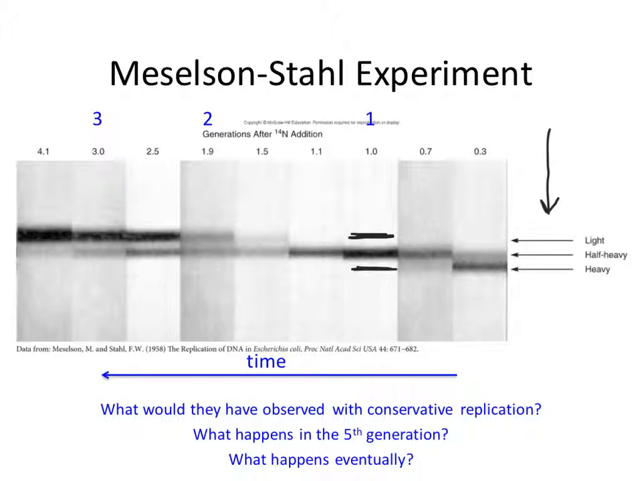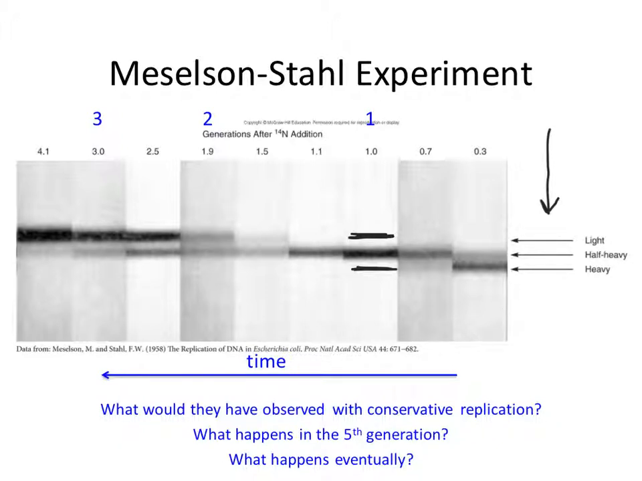What happened at generation 2? I don't know why they have generation 1.9. Let's not get into weird details about replication. 1.9 is about 2 generations in. What's happened since generation 1? If you compare generation 1 to generation 2, what's new in generation 2? A new band. What is it?